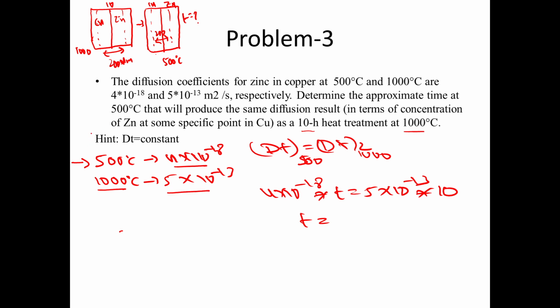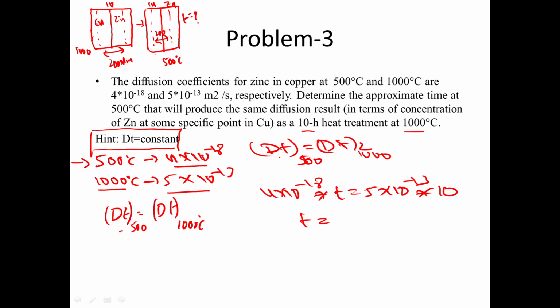I have given a hint: Dt is equal to a constant. So to produce the same depth, Dt is equal to a constant. So we have to consider Dt at 500 degrees Celsius, which I am writing here, is equal to Dt at 1000.